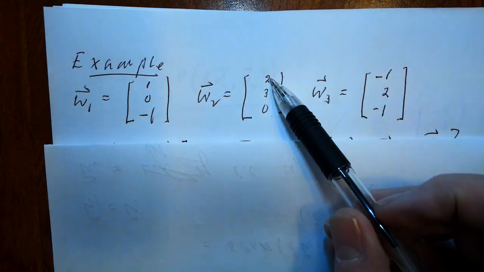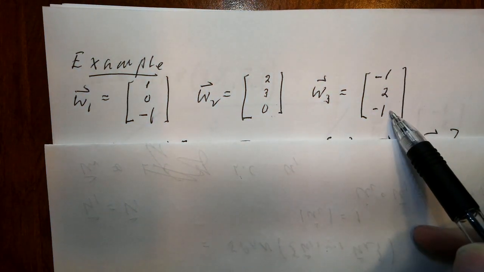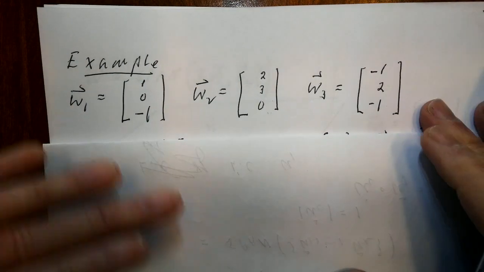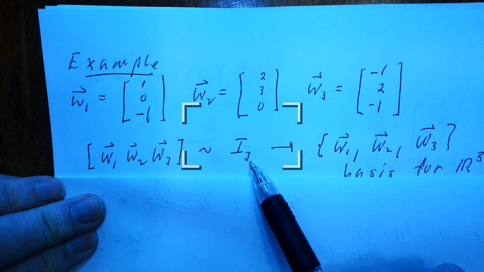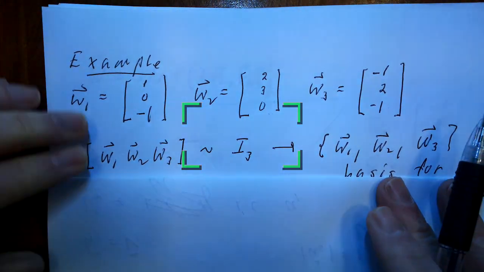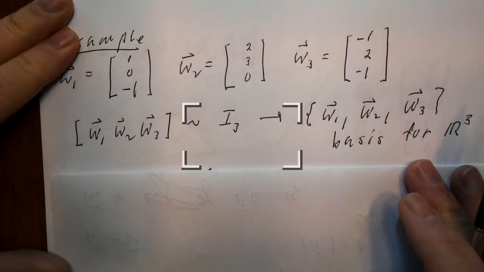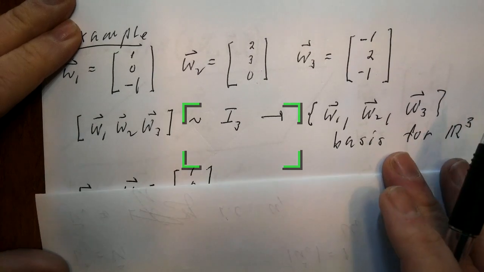1, 0, negative 1; 2, 3, 0; negative 1, 2, negative 1. Now, when I put these vectors into a matrix as column vectors and row reduce, I get the identity. So we know that those three vectors form a basis for R3 by the invertible matrix theorem.